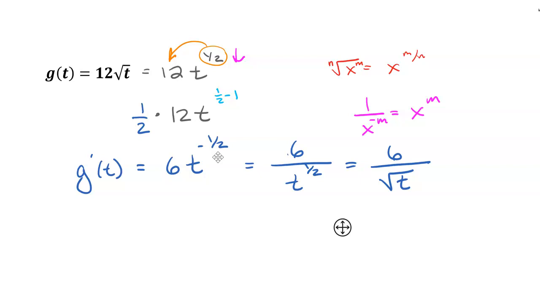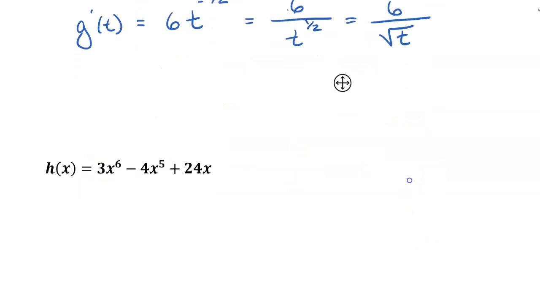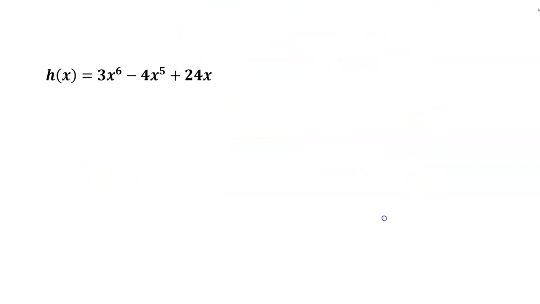Alright, let's do another one. Okay, so this one, once again, it's the power rule, and this time we have 3 separate ones, but it's still the same thing. So the power comes out front, and then we go down a power, every time. So, 6 times 3x to 6 minus 1 as the new power.